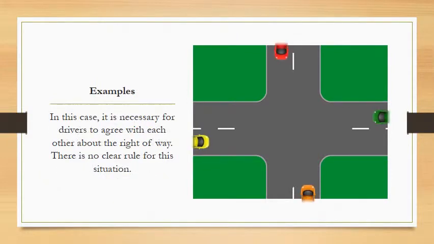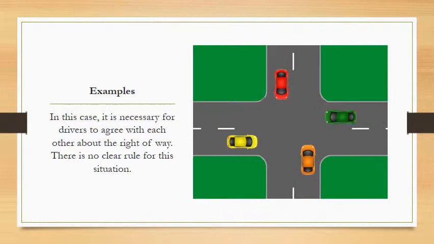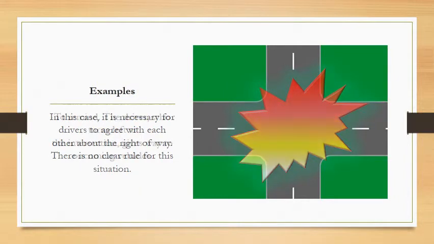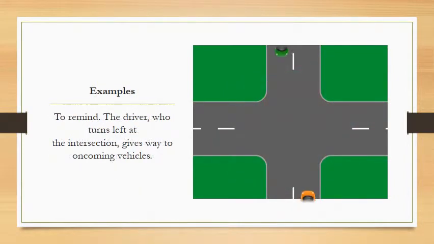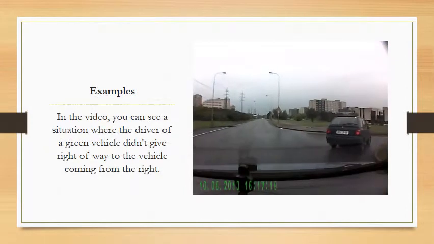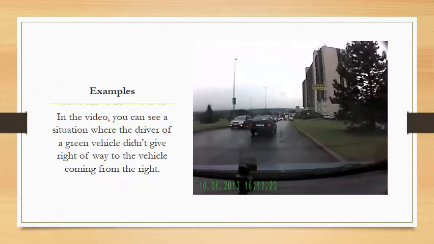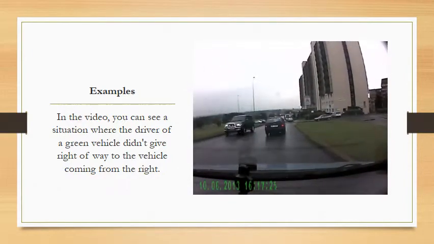In this case, it is necessary for drivers to agree with each other about the right-of-way. There is no clear rule for this situation. To remind, the driver who turns left at the intersection gives way to oncoming vehicles. In the video, you can see a situation where the driver of a green vehicle didn't give right-of-way to the vehicle coming from the right.